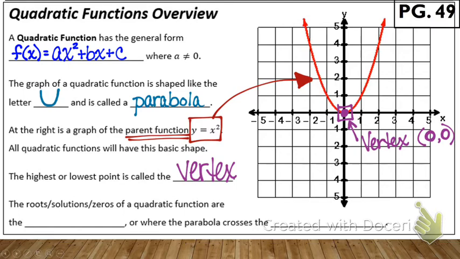If it is the highest point on the graph, sometimes we might also call it the maximum. So that gets used interchangeably with vertex. If it's the lowest point, what do you think we could also call it? The minimum, yes.